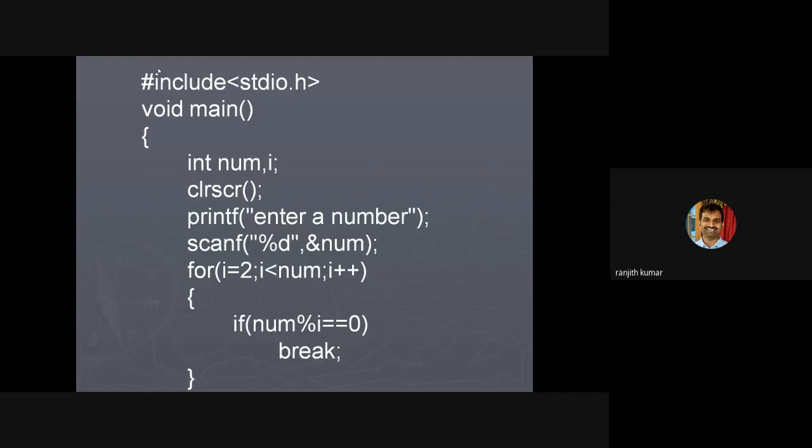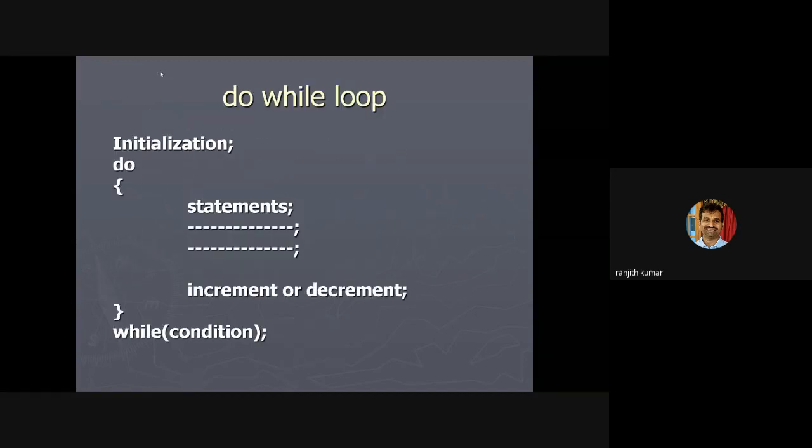That's why we are writing for i equal to 2 and i less than num, which means till number minus 1. And every number should be checked, that's why I'm writing i plus plus. For each number I want to check whether it is divisible by 2 or not, 3 or not, 4 or not, 5 or not, till n minus 1. If none of them divides it, the given number is prime. If any one of the conditions is false, it is not a prime. Is that clear? So that is about for loop. Both while and for will do the same job. Only difference is the place of initialization, condition checking, and increment, decrement.